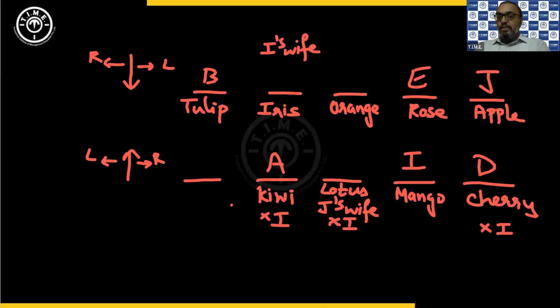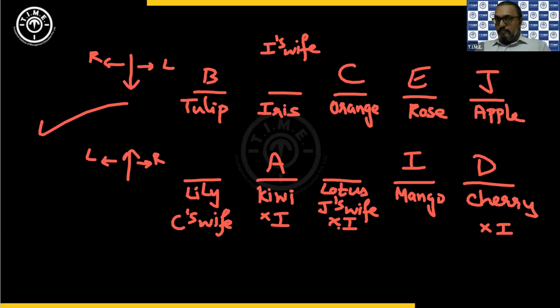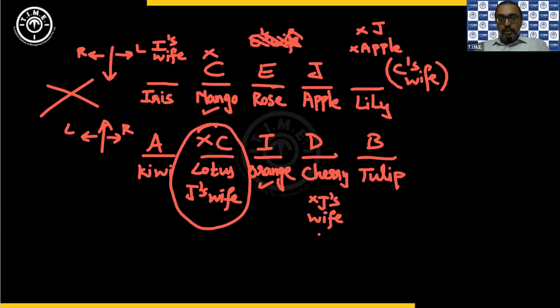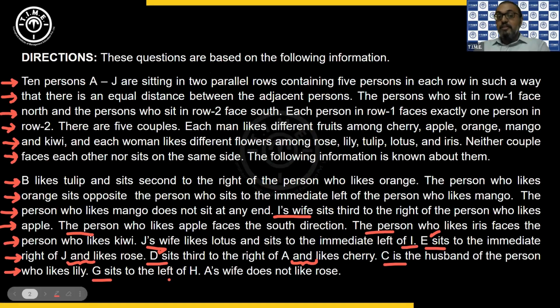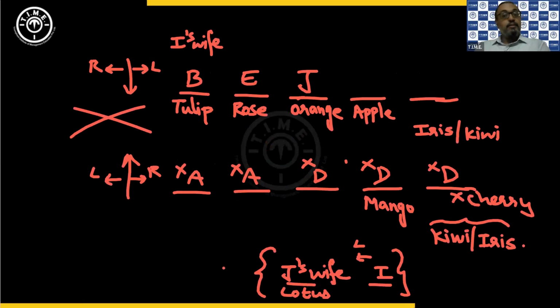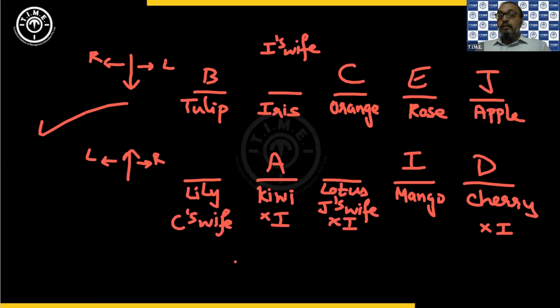And now this is the only arrangement we have. We have eliminated the remaining. So now I can have C's wife here, Lily, beside A. And then I can have C as orange on the other side. Then further, what else do we have? G sits to the left of H. Now he says G sits to the left of H. That is available only in the north facing row. So G is Lily. H will be J's wife, Lotus.